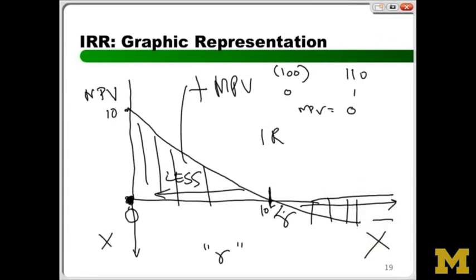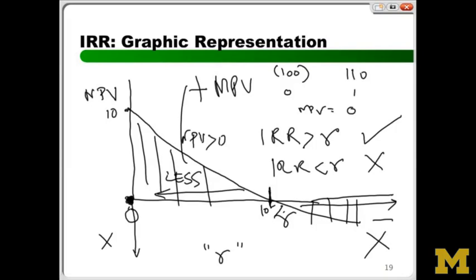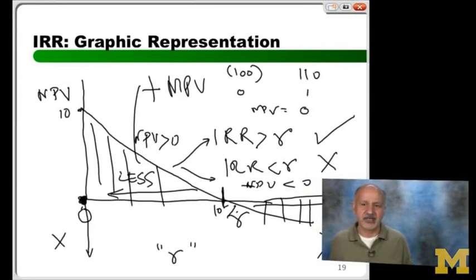So the rule of thumb is very obvious here. If IRR is greater than R, yes. If IRR is less than R, no. But the tragedy of this rule is what? I am choosing this to be a yes only because NPV is positive. Why am I saying no? Because here NPV is negative. So the tragedy of IRR is IRR cannot work by itself. 10% by itself doesn't mean anything.